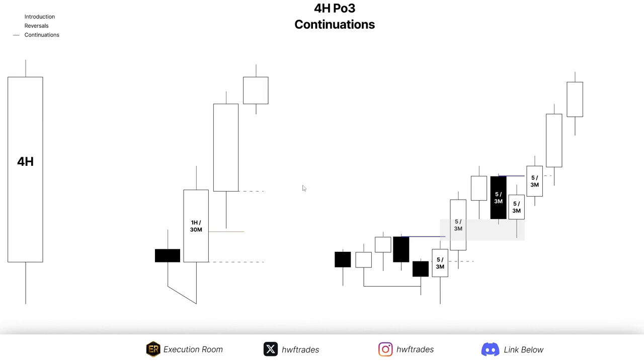So let's hop into the charts and I will show you guys examples of how to catch a 4-hour expansion candle with an aligned 1 hour or 30-minute swing, and then our CISDs.